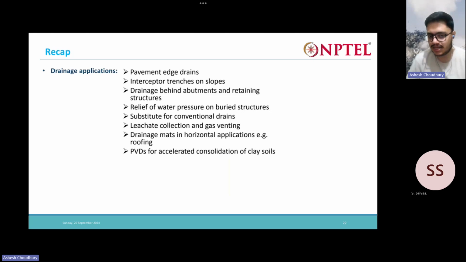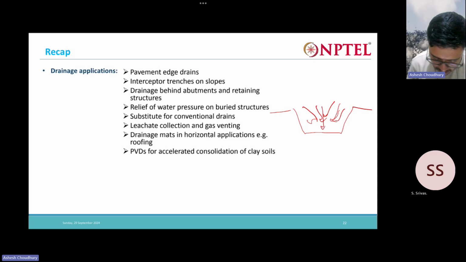So what is leachate collection and gas venting? You know about landfills, right? In landfills, you dump all your garbage. The municipal truck comes every day, takes the garbage from your home, processes it and dumps it somewhere. Most of it is dumped in these landfills. In the land a trench is made, and inside the trench you dump the waste. And these are actually engineered landfills.